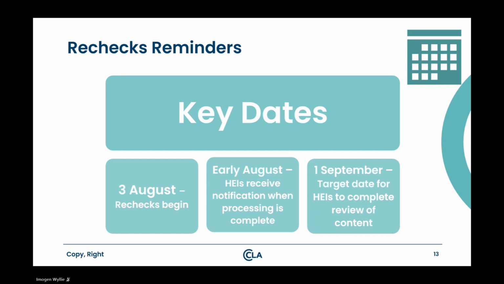So here are your dates to keep in mind for rechecks. Rechecks begin on the 3rd of August and will be managed automatically by CLA. Once processing is complete, we'll notify institutions in early August, and then we will ask you to check all content by the 1st of September to make sure that everything is ready for the new academic year.